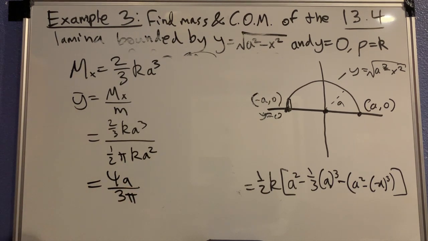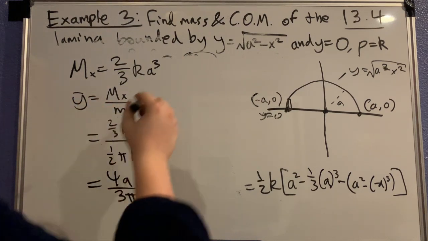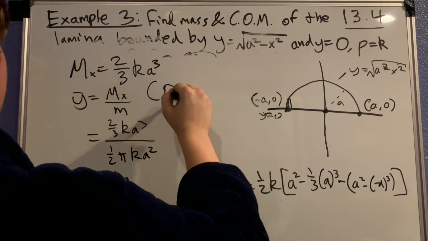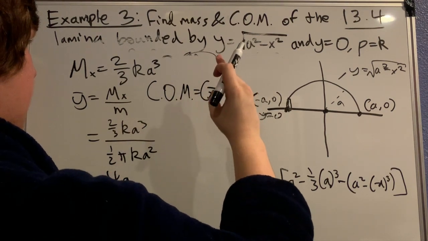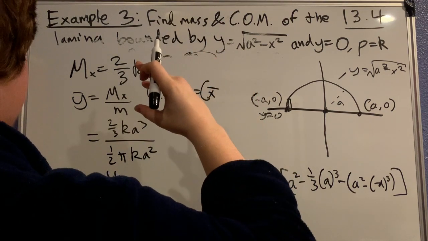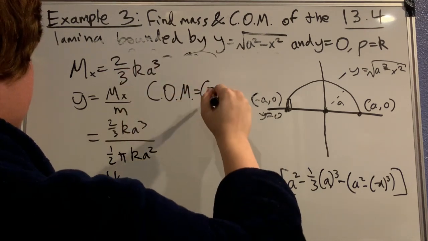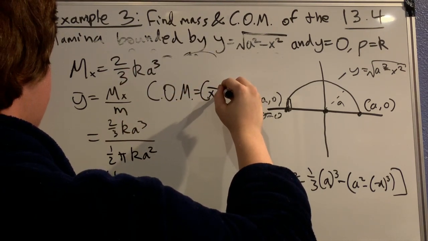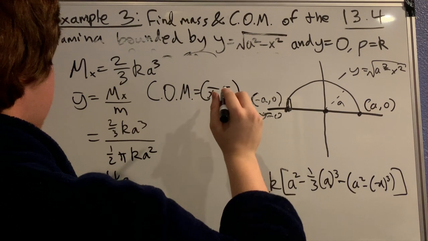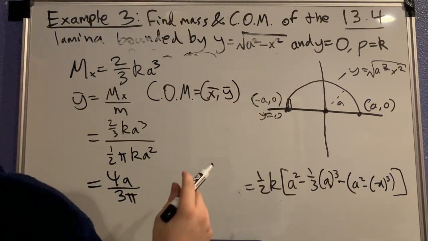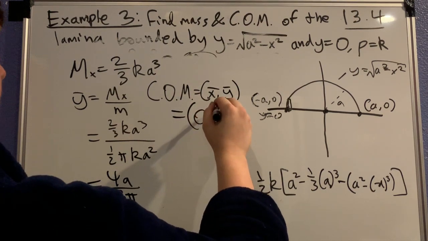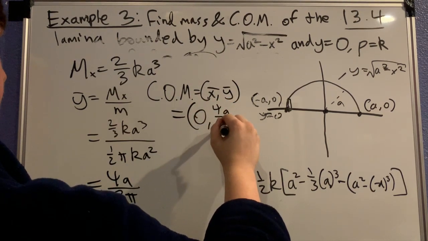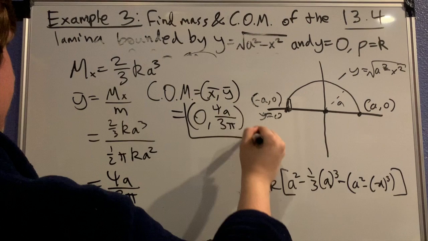And so now that we have y bar and x bar, we know that the center of mass, which is the average mass along the x-axis with the average mass along the y-axis, or x bar, y bar, is equal to 0, 4a over 3 pi. And there is your center of mass.